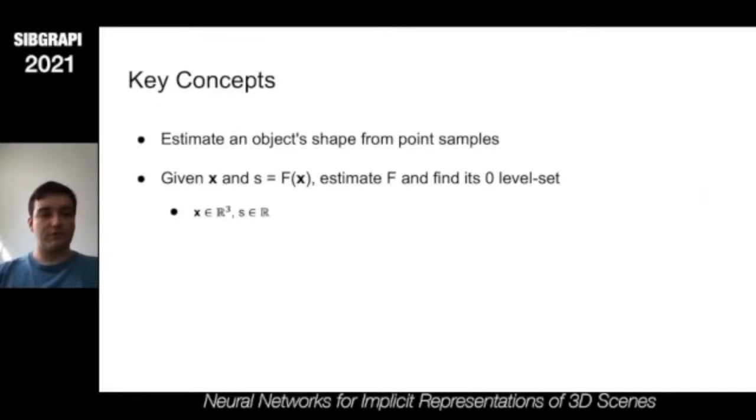Some key concepts to understand the problem better. We wish to estimate the object's shape given only point samples. More formally, given a set of x points in our domain, and their function values s as scalars, we wish to estimate f and find its zero-level set, which is the object's surface itself.